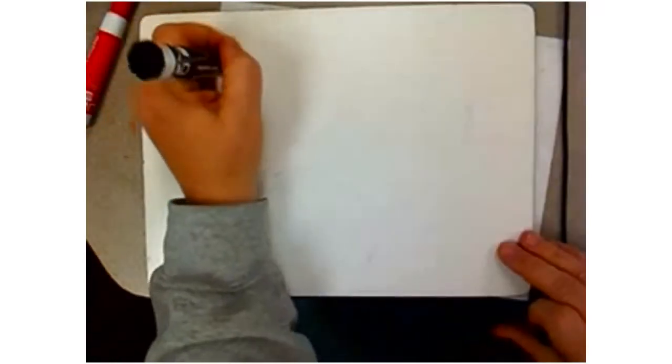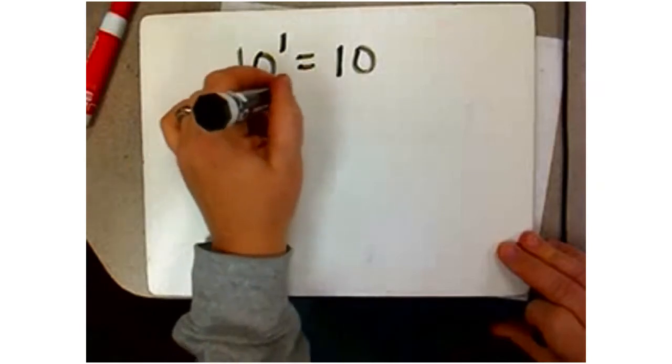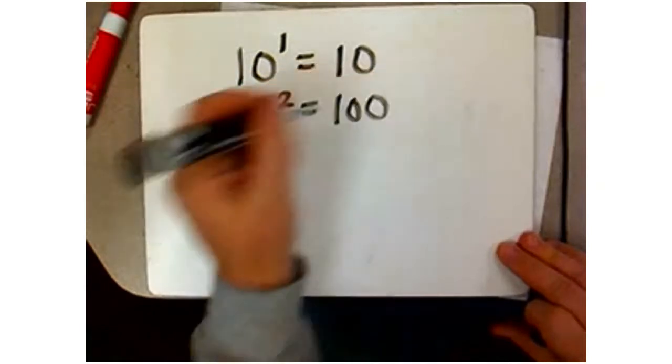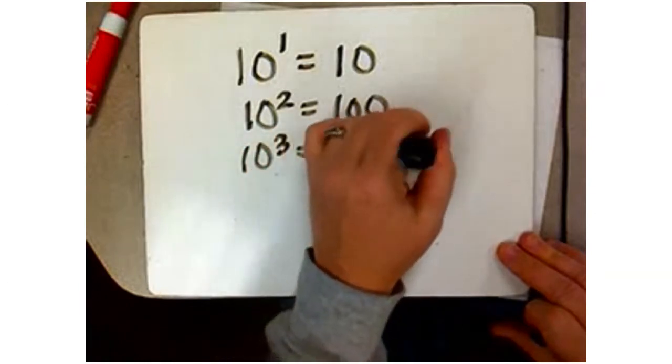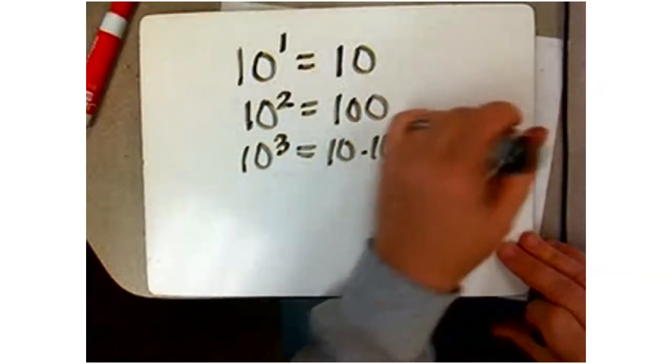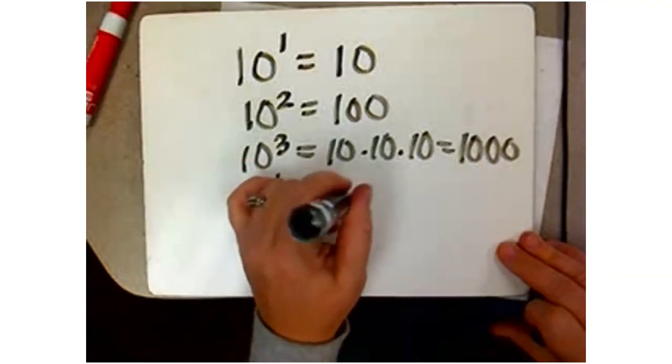On page 375, it discusses powers of 10. 10 to the power of 1 is 10, right? 10 to the power of 2 is 100. 10 to the power of 3 is 10 times 10 times 10, which is 1,000. I hope you're noticing a pattern. 10 to the power of 4 is 10,000, right?